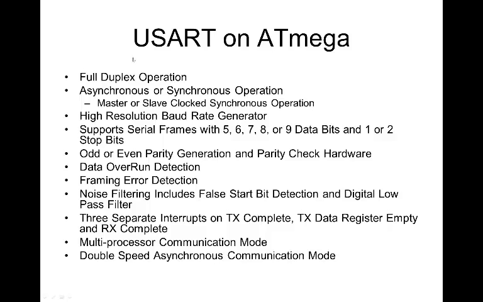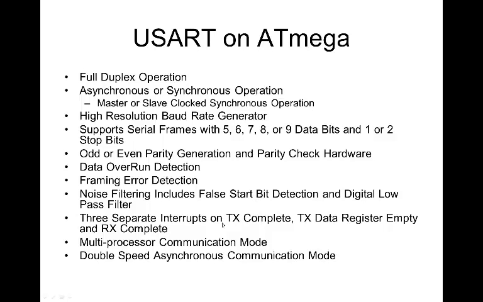So on the USART on the ATmega, again, it's full duplex operation like every other UART, asynchronous or synchronous mode, so it actually has a clocked option as well. And it has its own baud rate generator, so you don't have to do anything special, you just have to configure it. Supports serial frames with 5, 6, 7, 8, or 9 data bits and 1 or 2 stop bits. Can do odd or even parity generation, and has automatic parity check hardware. It can detect data overruns and frame errors. It has some noise filtering capabilities that will filter out some of the noise problems.